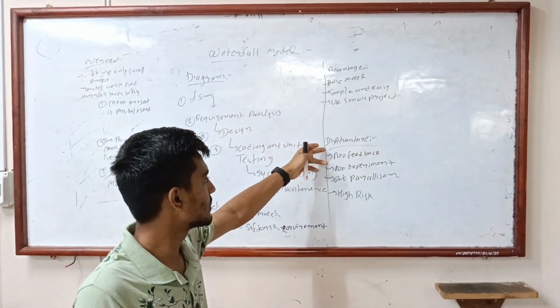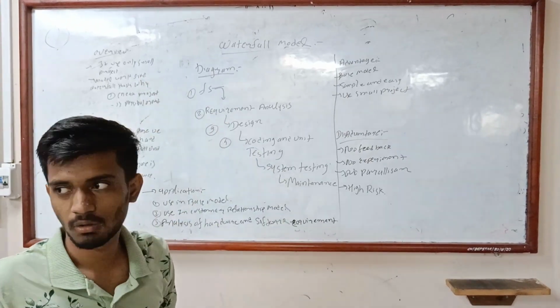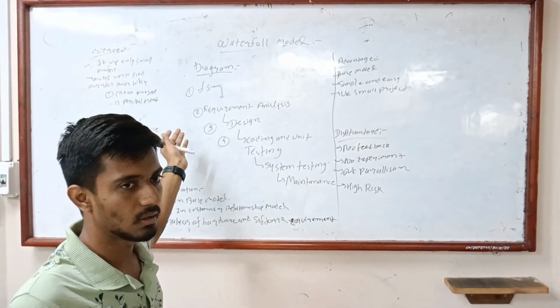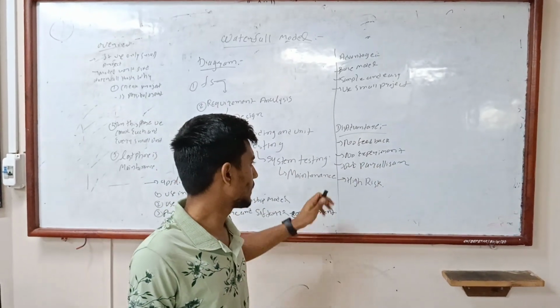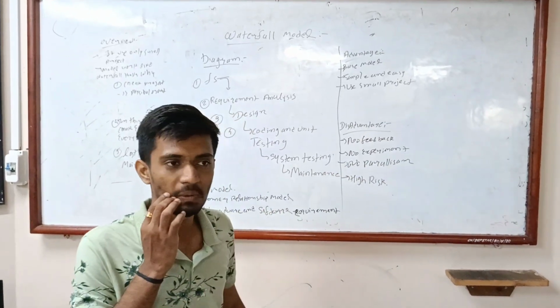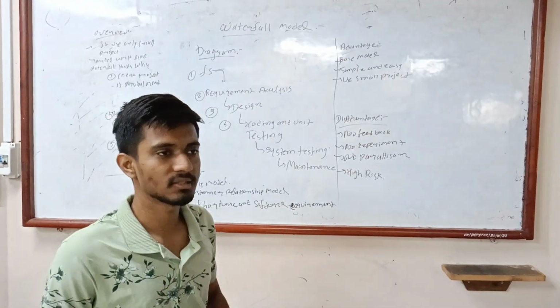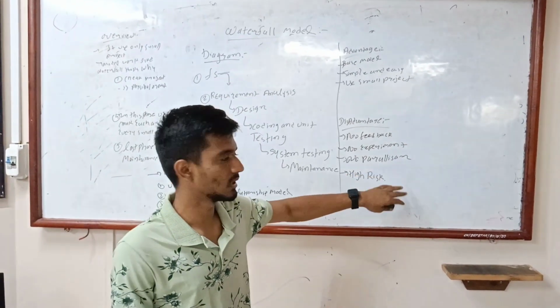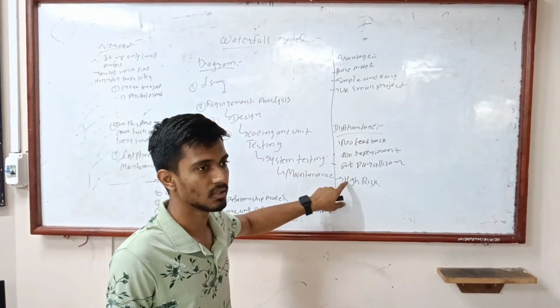Then the next is disadvantages. There is no feedback because it is like a waterfall. We cannot go back. Then there is no experiment. The third is no parallelism, so all the phases do not work at the same time. Then there is high risk, because in 3 phases we say that it is high risk.